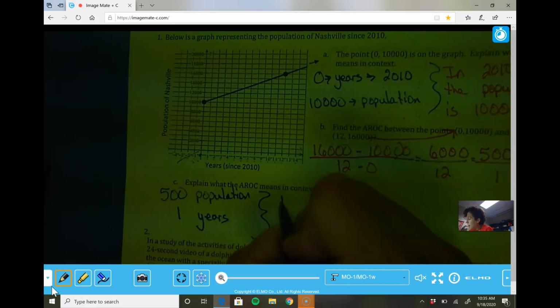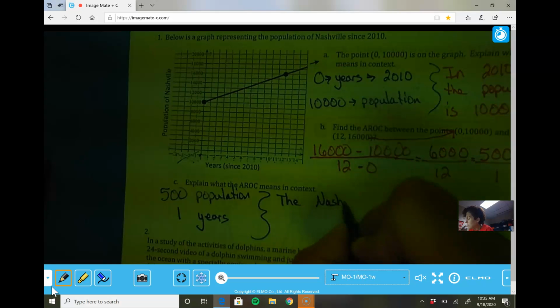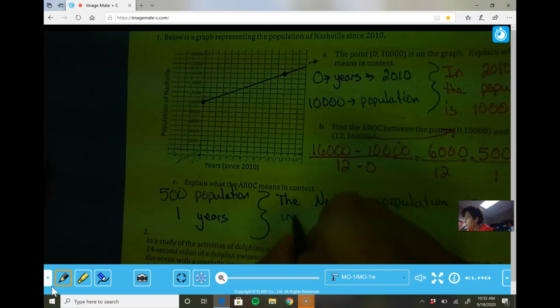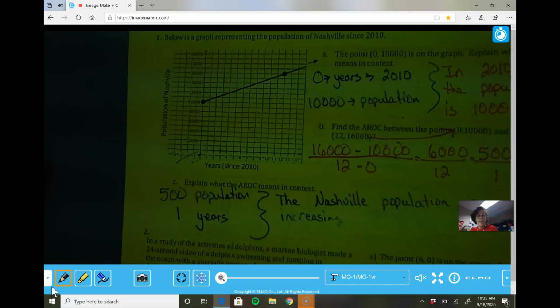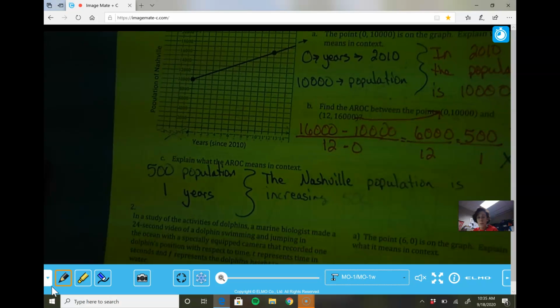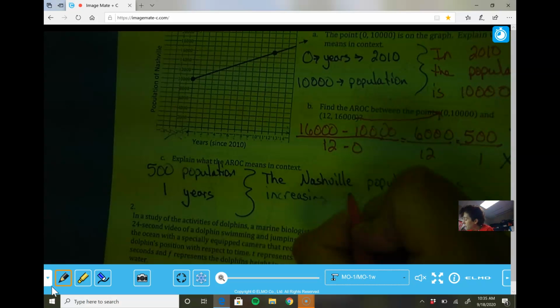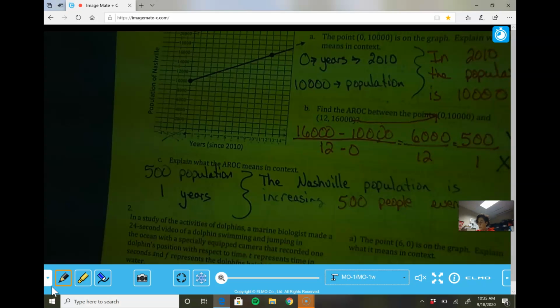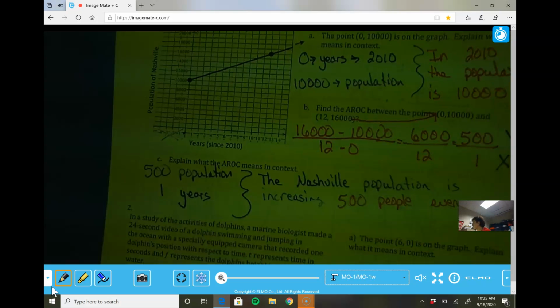So what I'm going to say, the Nashville population is increasing. So increasing versus decreasing. This is increasing because the slope is positive. So the Nashville population is increasing 500. Oh no, there it goes. It's dying. 500 people every year, 1 year. So again, what's happening here is, people come and go from states. So a lot of people might move in, but there's also people that are moving out.